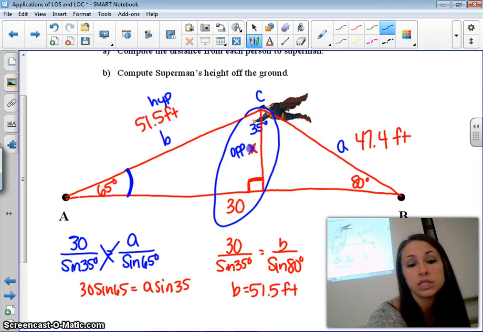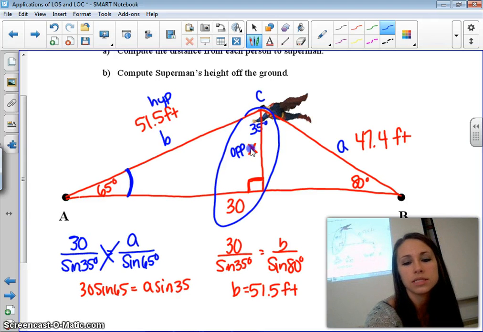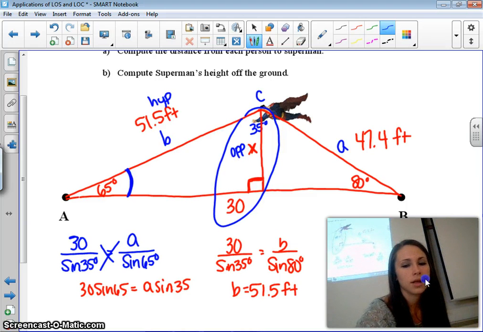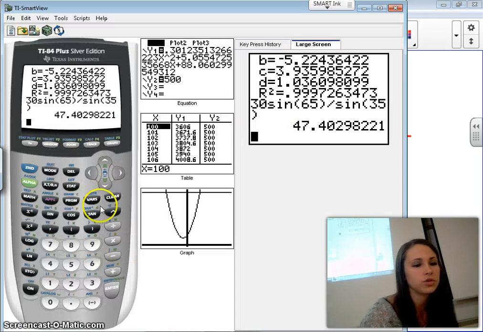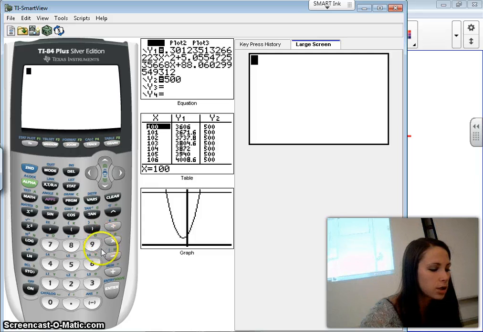SOH CAH TOA, which is sine. So sine of 65 is going to equal the opposite, so that's x over the hypotenuse, which is 51.5. And so then 51.5, if you rounded that decimal, you should probably store that for x. I'm going to go find that 51.5 and store it.